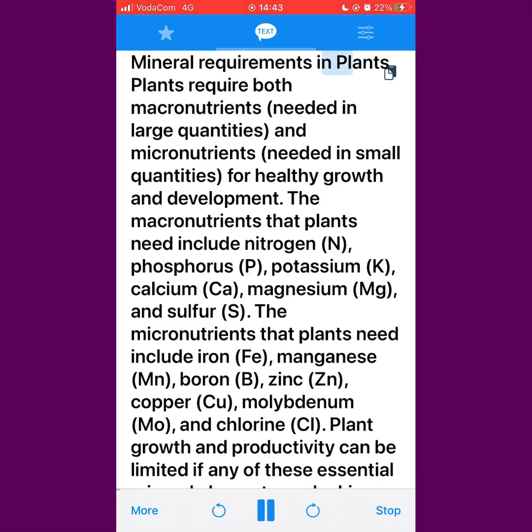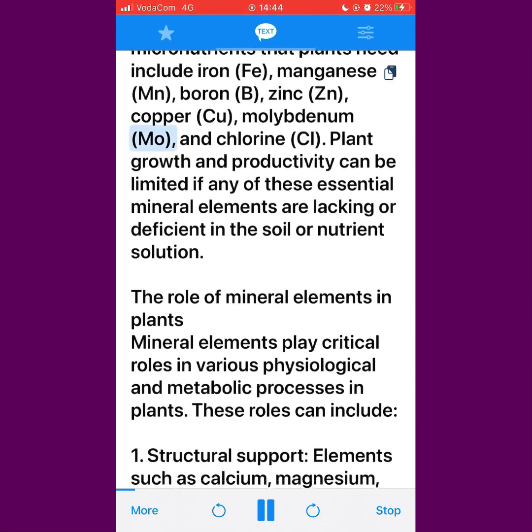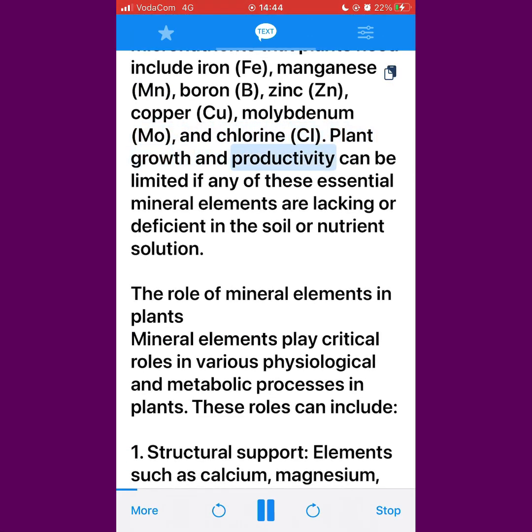Mineral requirements in plants. Plants require both macronutrients, needed in large quantities, and micronutrients, needed in small quantities, for healthy growth and development. The macronutrients that plants need include nitrogen (N), phosphorus (P), potassium (K), calcium (Ca), magnesium (Mg), and sulfur (S). The micronutrients that plants need include iron (Fe), manganese (Mn), boron (B), zinc (Zn), copper (Cu), molybdenum (Mo), and chlorine (Cl). Plant growth and productivity can be limited if any of these essential mineral elements are lacking or deficient in the soil or nutrient solution.